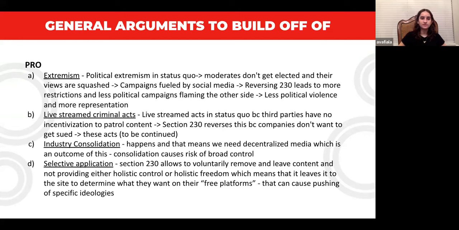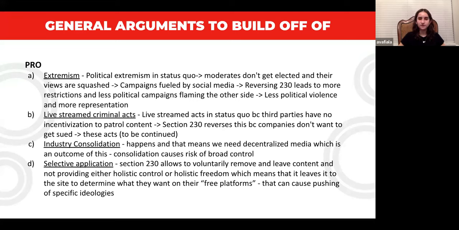So there's political extremism in the status quo. Moderates don't get elected and their views are squashed, meaning that we're having more polarization in politics, and people are voting not just for what goes with their ideals, but just for who is less bad. And this is because campaigns are fueled by social media and people flame each other, and that gets them more views and more interactions, right? That goes along with the whole hate speech argument.